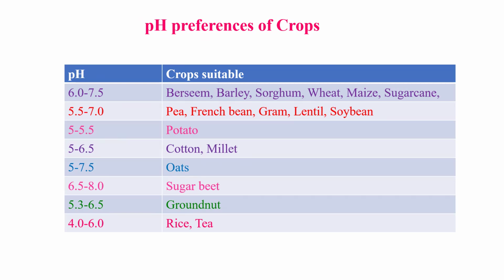Sugar beet ranges from a pH of 6 to 8. Groundnut includes 5.3 to 6.5 pH. Rice or tea includes 4 to 6 pH.